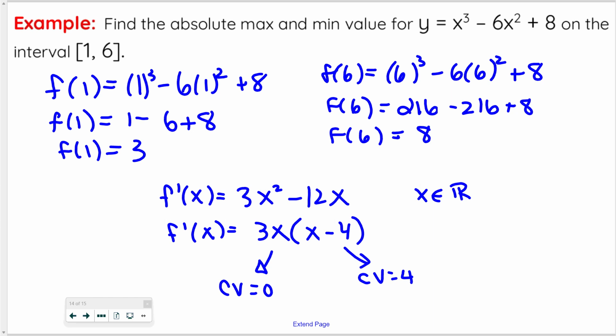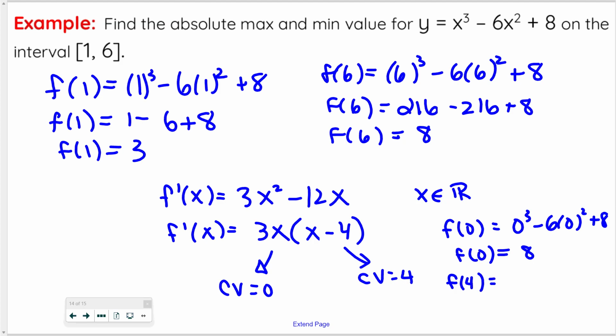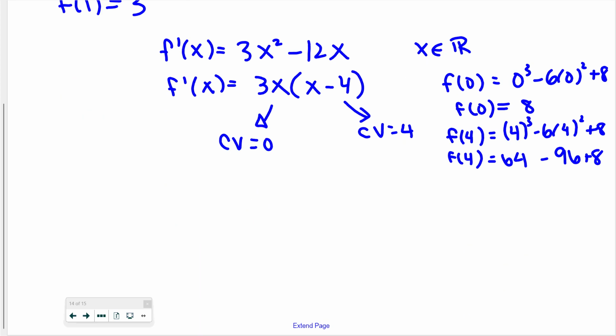So I'm going to do the same thing, finding those values there. f of 0 is going to be 0 cubed minus 6 times 0 squared plus 8. So that is 8. And then I will do the same thing for 4. So 4 cubed minus 6 times 4 squared plus 8. If I do 4 cubed, that's 64. Take away 4 squared is 16, and 16 times 6 is 96, plus 8. So simplifying that, I have 64 take away 96 plus 8 is negative 24.